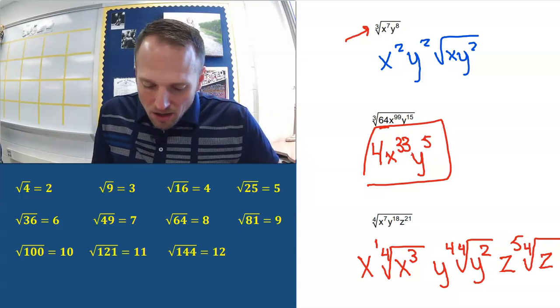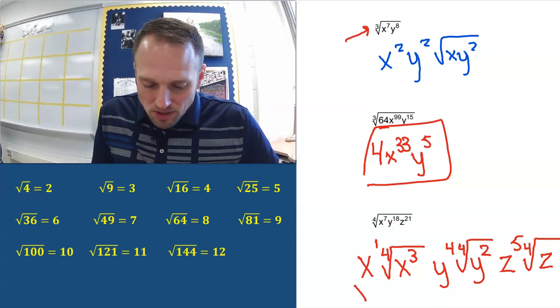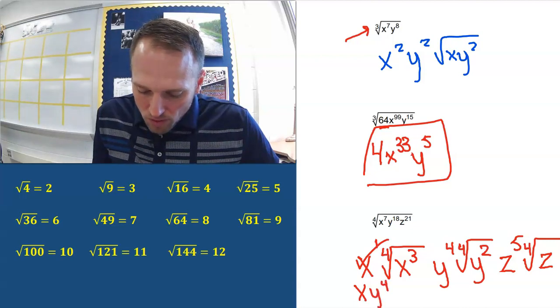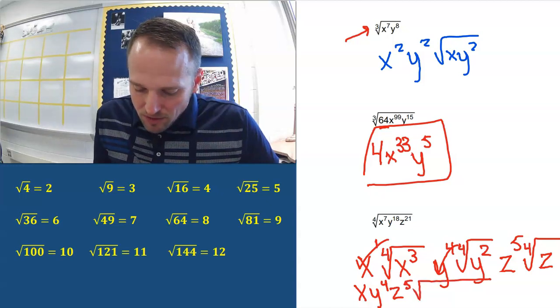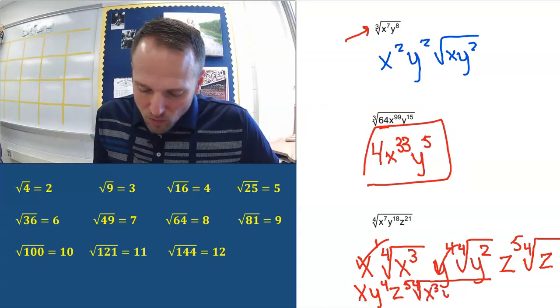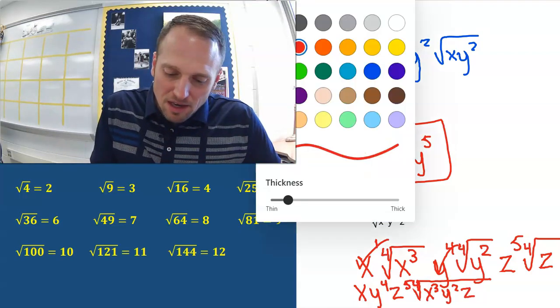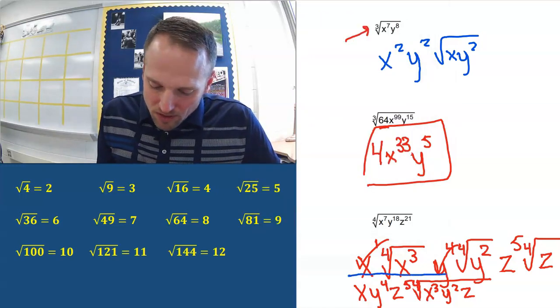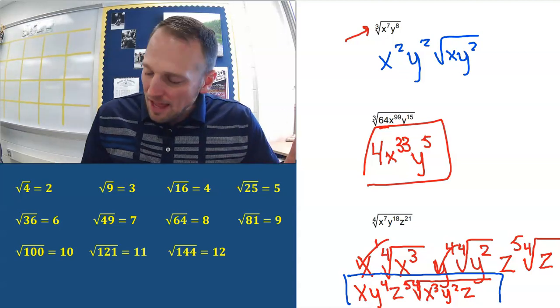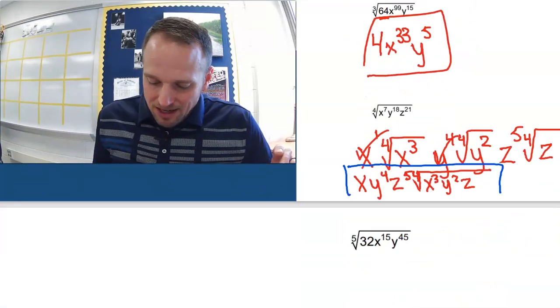So it looks like our normal stuff that's not under a radical sign is going to be x to the 1st, y to the 4th, z to the 5th, times the 4th root of x to the 3rd, y squared, z. And I kind of ran out of room. That got squished down there. I'm sorry about that. But hopefully you see. All right? That is not an easy problem.